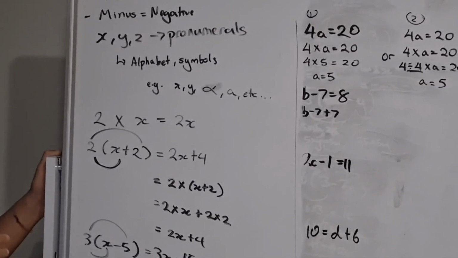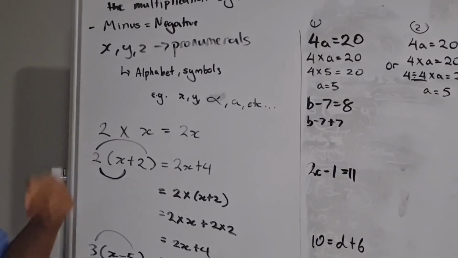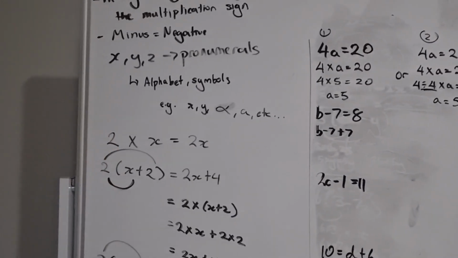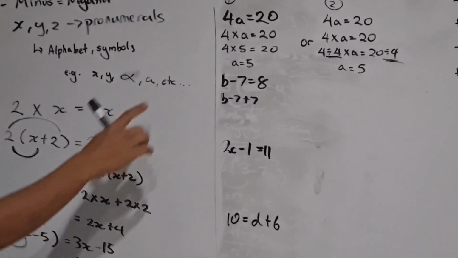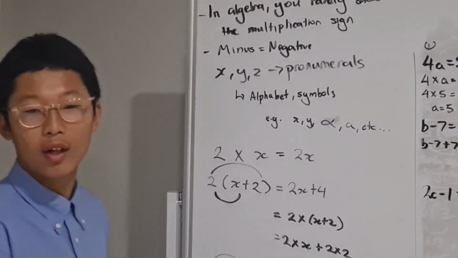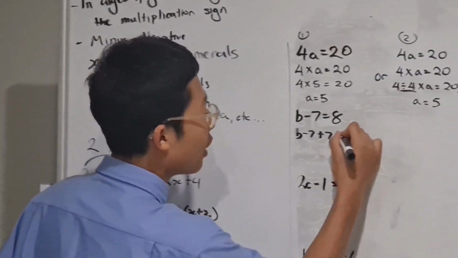Think like this: if I plus 1 and minus 1, what does that equal to? 0. If I plus 100 and minus 100, what does that equal to? 0. So if I minus 7 and plus 7, what does that equal to? 0. So what's B plus 0? B. Do you understand that?